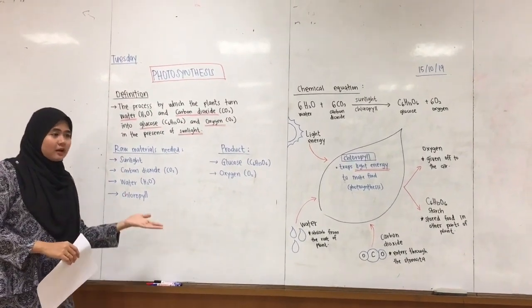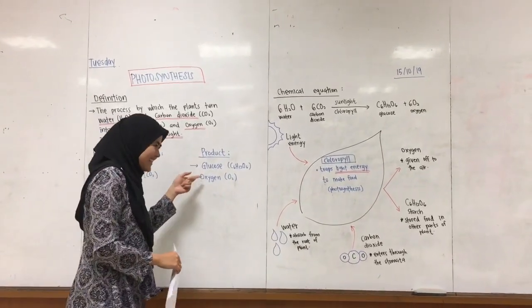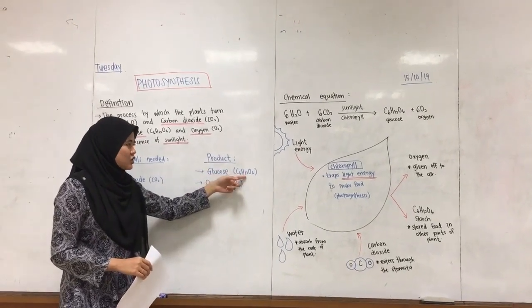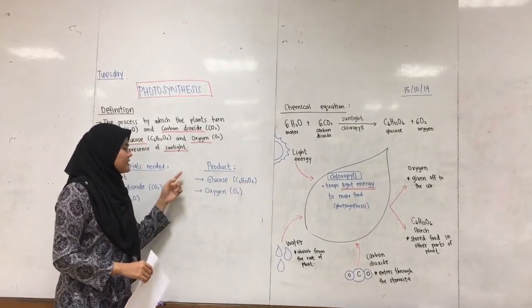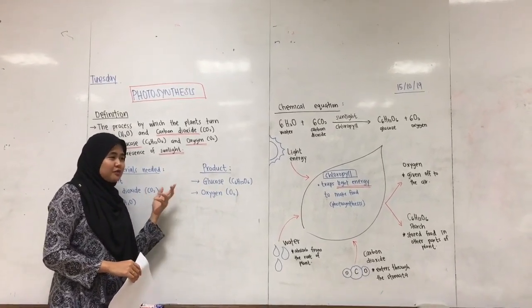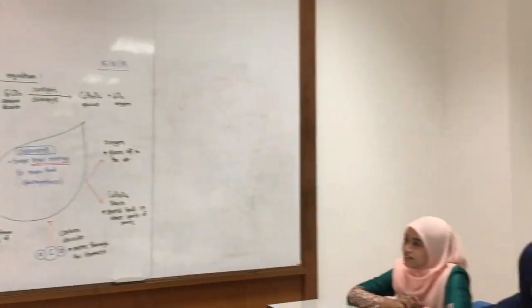So what about the product of photosynthesis? Okay, who knows? Glucose. You read it here, right? Alright, glucose. The molecular formula for glucose is C6H12O6. And the second product is oxygen, which is O2. So where does the O2 produced by the plant go to? When we inhale, yes, oxygen. So we inhale oxygen from the product of photosynthesis.